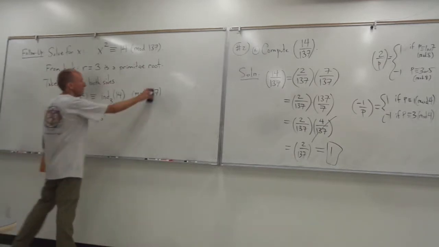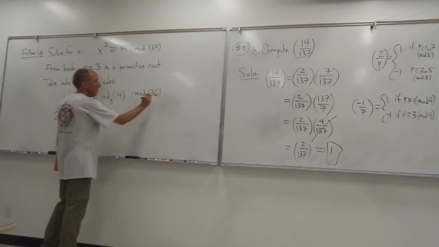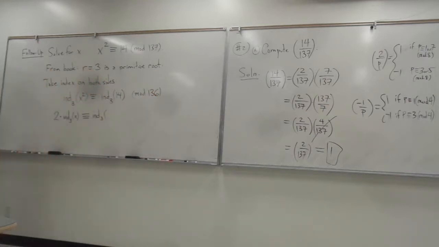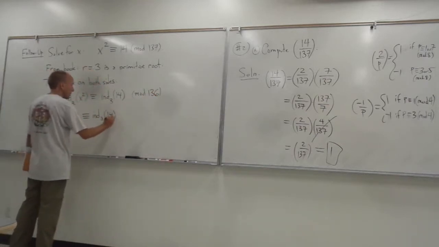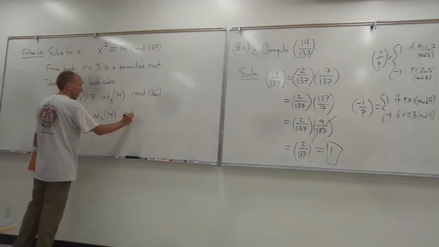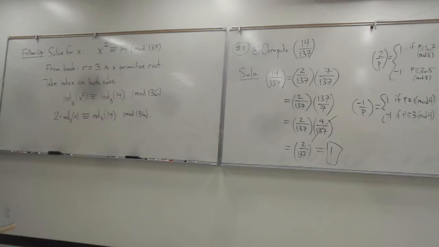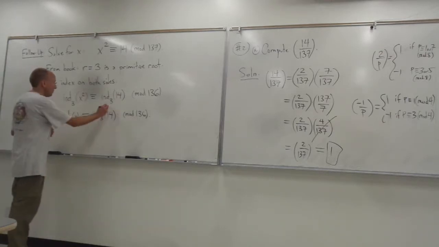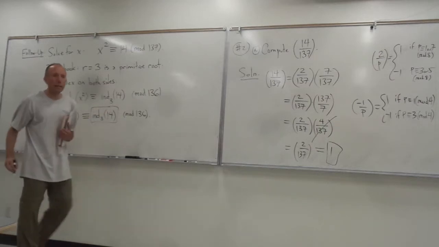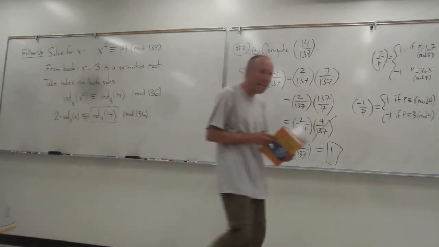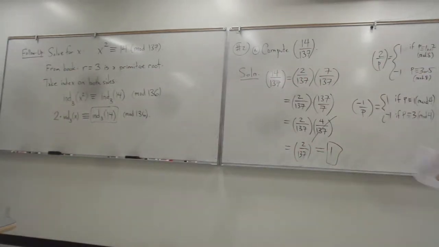Oh, I wrote 137 here. I meant to write 136. Phi of 137, that's 136. Okay, and then the index base 3 of 14. So, let's see. We need to figure out what the index of 14 is, using this primitive root of 3.